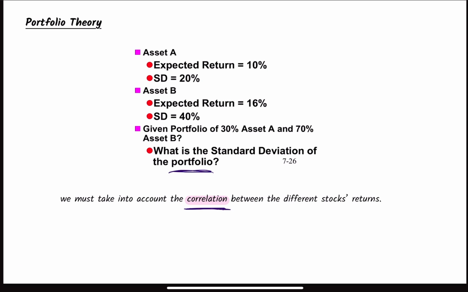So, again, if we have asset A, we have an expected return of 10% and a standard deviation of 20%. Asset B has an expected return of 16% with a standard deviation of 40%. Given a portfolio of 30% of asset A and 70% of asset B, what is the standard deviation of the actual portfolio? We must take into account the correlation of each stock's return.